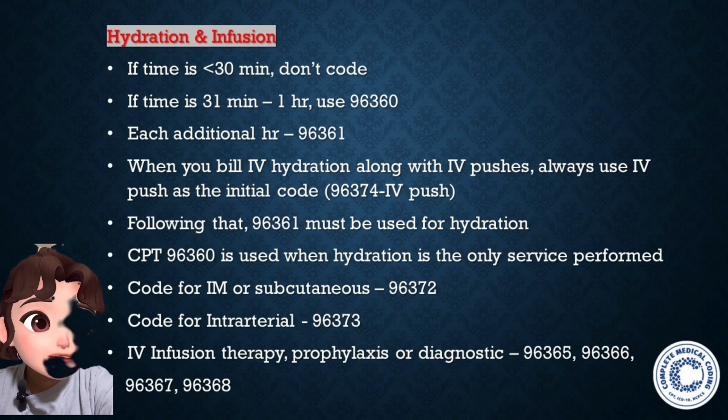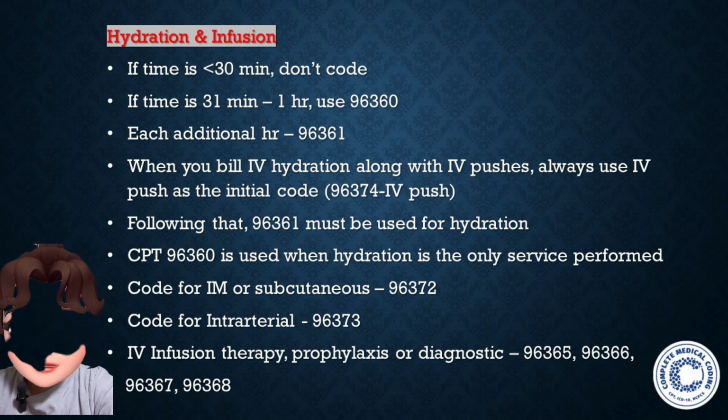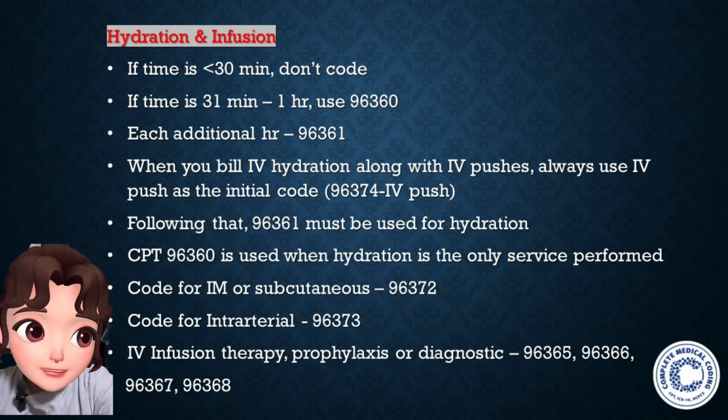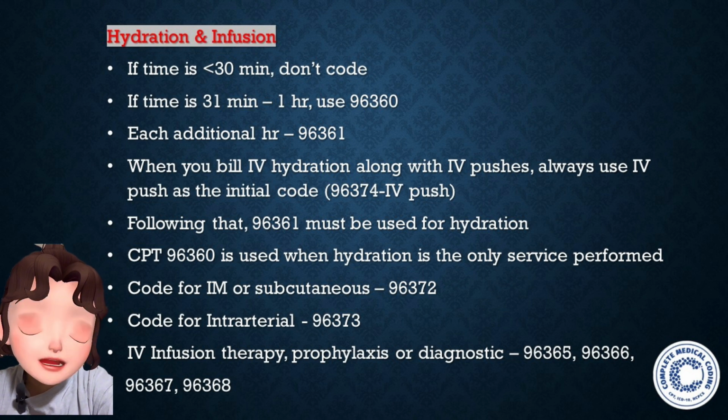Now, what is the code for intramuscular? IM means intramuscular or subcutaneous. Code for intramuscular or subcutaneous is 96372. And code for intraarterial is 96373.